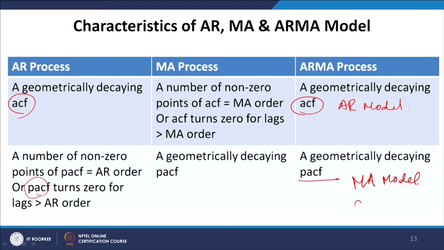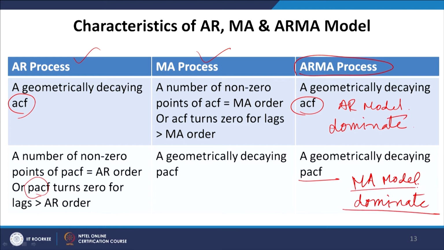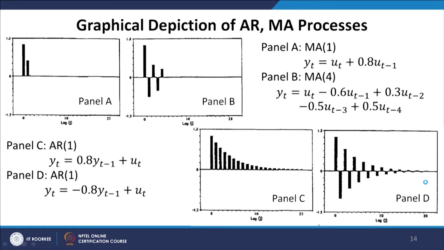So, as you can see, the ARMA process, since it combines both AR processes and MA processes, has the dominating characteristics of AR models sometimes, and the dominating characteristics of MA models when it comes to calculations of PACF. Now, I will show a diagram. Similar diagrams have already been shown earlier, but with some examples I can show you the graphical depiction of AR and MA processes.